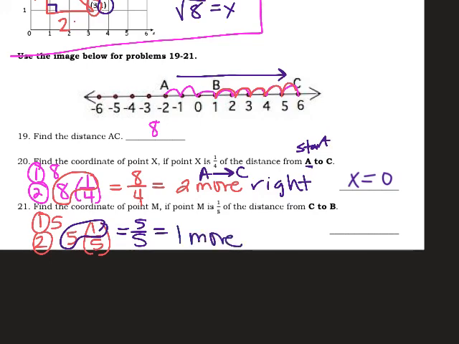Now this time we're going from C to B. If I go from C to B, am I going left or right? Left. So you're going to start at C, because that's the first one listed. C to B, 1 to the left, we end up at 5. So M is at 5.